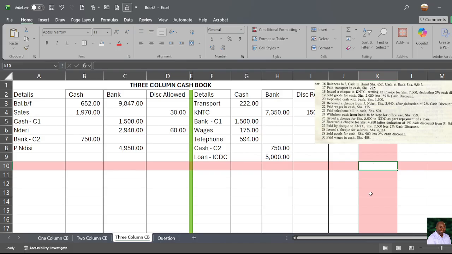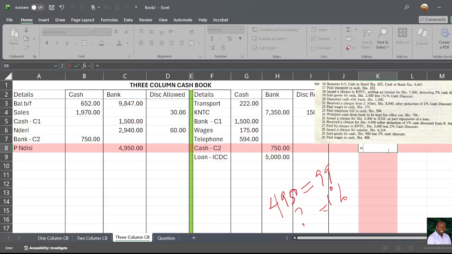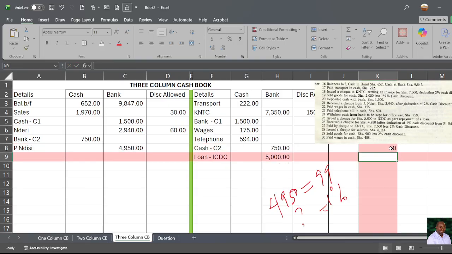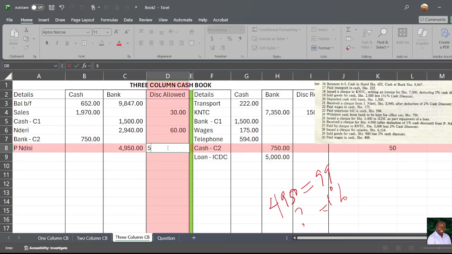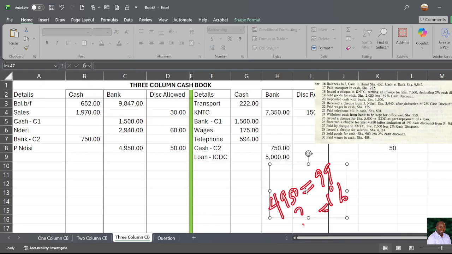So we say it the way we normally do: that means 4,950 is equal to 99%. So how much is 1%? We say 1% times 4,950, divided by 99%, and that gives 50 bob. So that is what we pay right over there. That is 50 bob. Let me delete now.